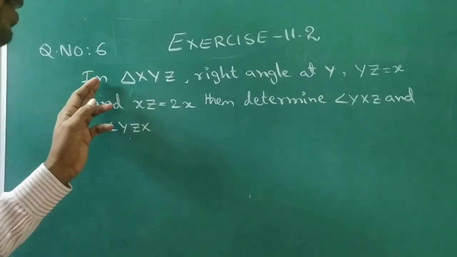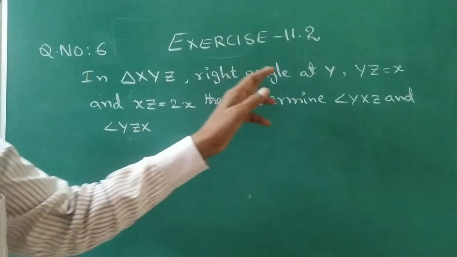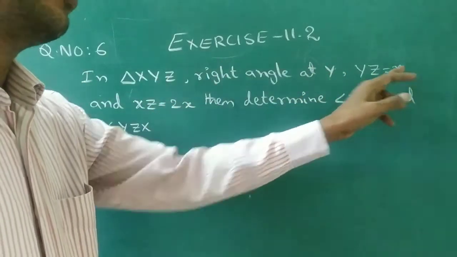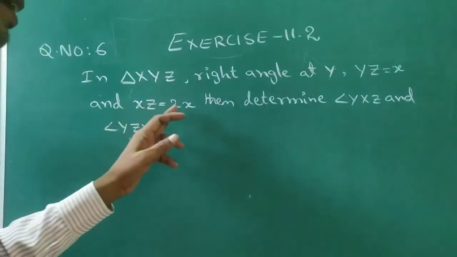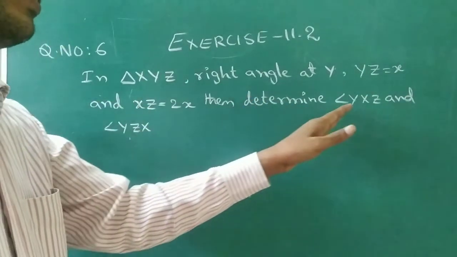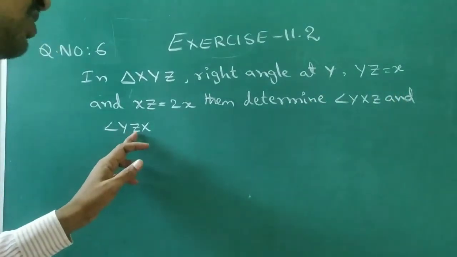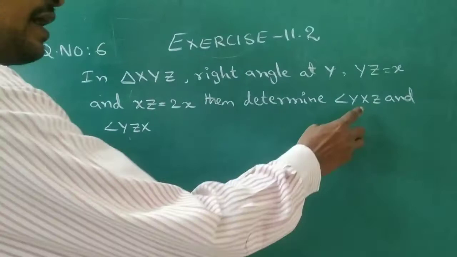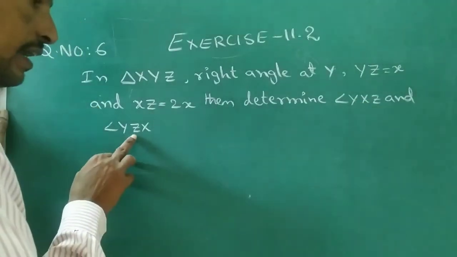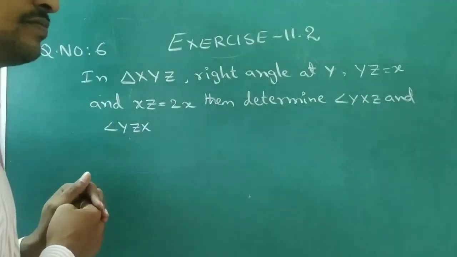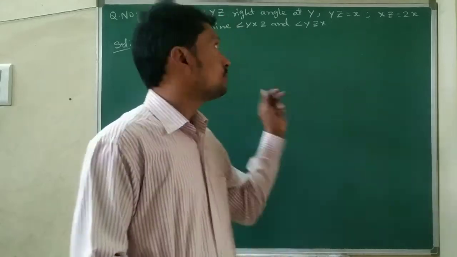Question number 6. In triangle XYZ, right angle at Y, YZ equal to X and XZ equal to 2X. Then determine angle YXZ and angle YZX. So we need to find the angle at X and the angle at Z. Let us see the solution.